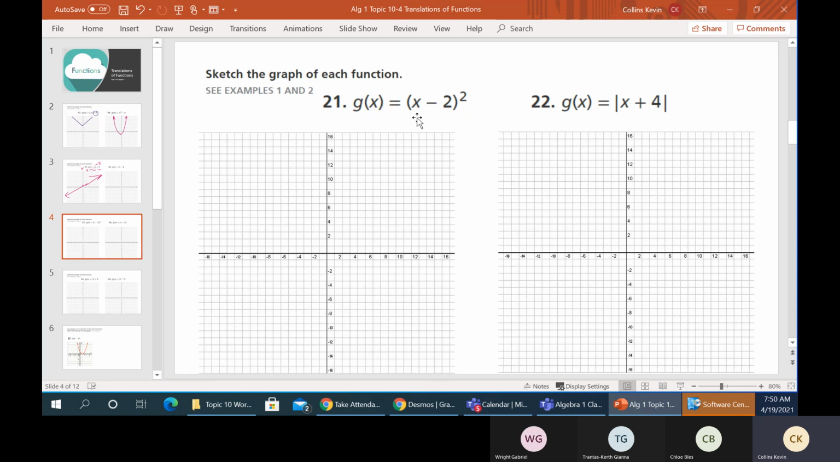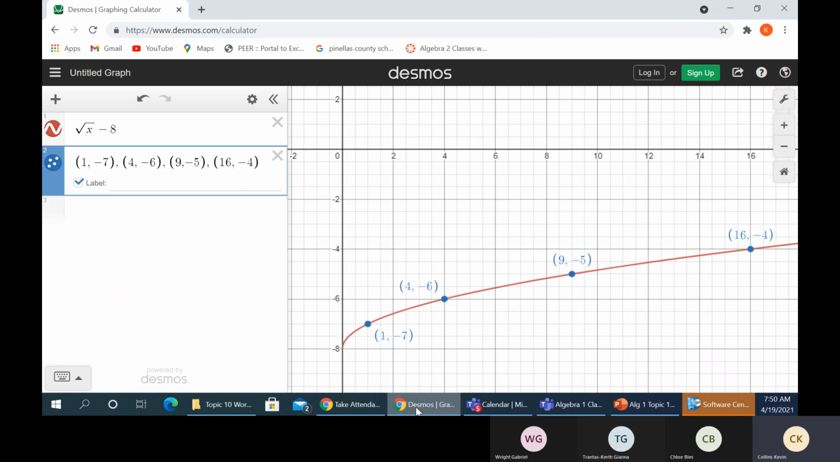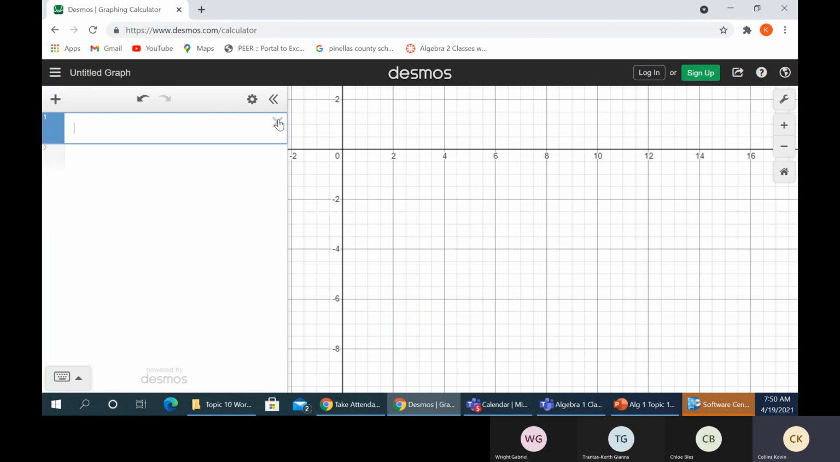But here's the interesting thing about it. We move kind of the opposite way you would expect. Normally when we see minus 2, we think we're going to go to the left too. This guy goes to the right, and we're going to use Desmos to show you why. So let's break out the Desmos. All right, so we'll get rid of these guys, and this guy.